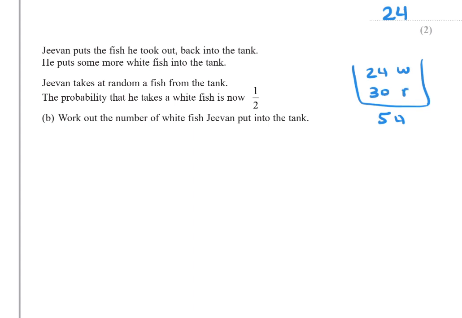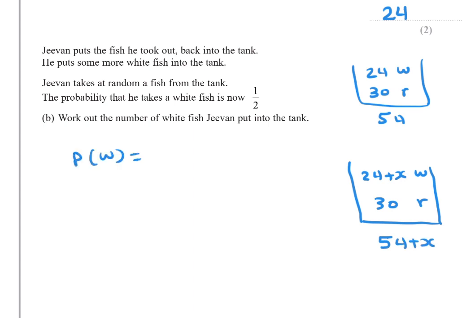Now he adds white fish and the probability of white becomes 1/2. So we can consider that he adds x white fish. So now the number of white is 24 plus x and red the same 30, and the total is now 54 plus x. Probability of white equals number of white, which is 24 plus x, over 54 plus x, equals 1/2.